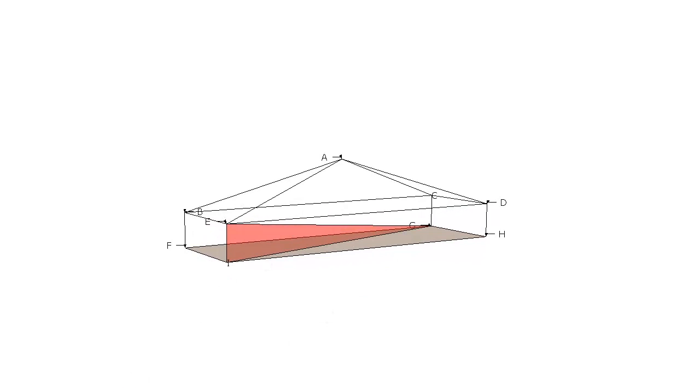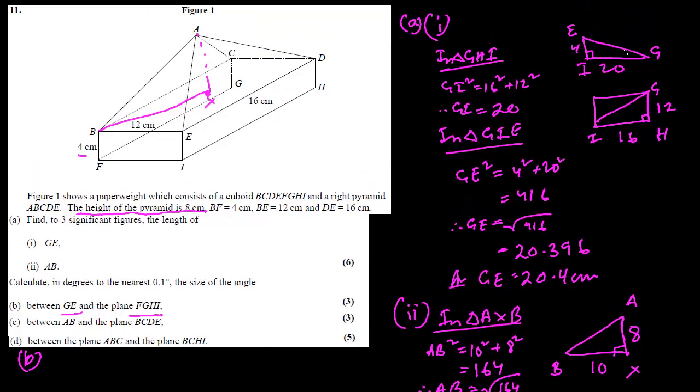So let's do this. This can be done very quickly. In question number B, we're going to use this triangle. This is the angle we're looking for. So we mention the triangle. In triangle GIE, we can call this theta.